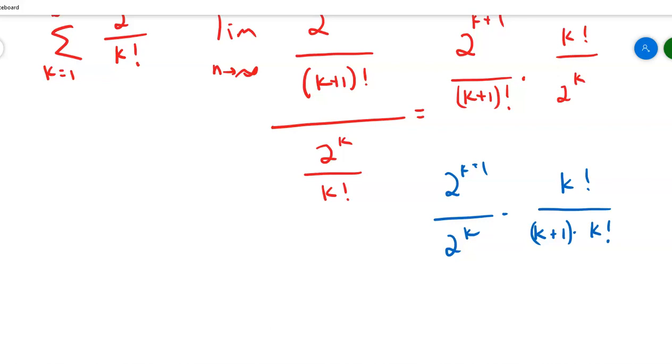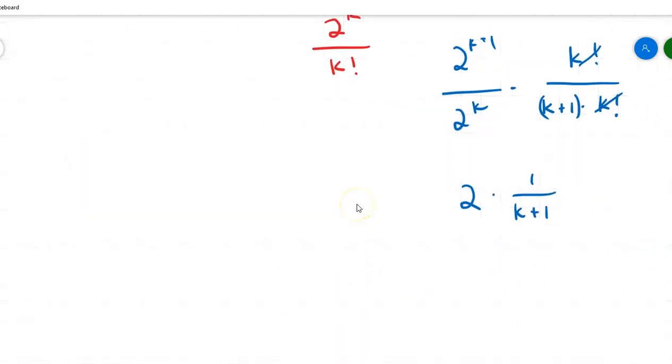All right, this first piece over here just becomes a 2, right? 2 to the k plus 1 over 2 to the k is just 2. The second piece here, the k factorials cancel, and I end up with 1 over k plus 1. When I slide this up once more and put my limit in there, I'm really looking at the limit as k approaches infinity of 2 over k plus 1, which is 0. This thing here is the L that I've been looking for.